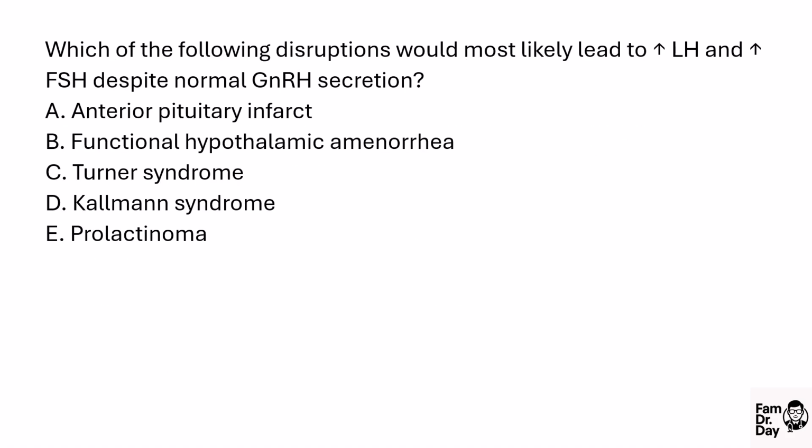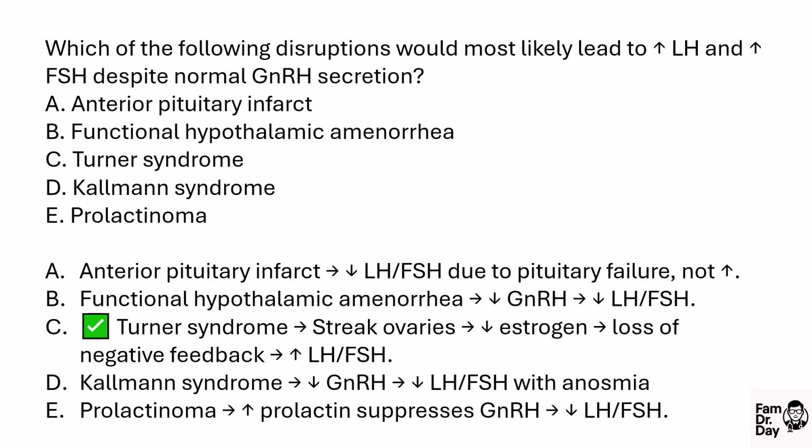Now we have 3 questions. Which of the following disruptions would most likely lead to increased LH and increased FSH despite normal GnRH secretion? We have the 5 answer choices: A, anterior pituitary infarct; B, functional hypothalamic amenorrhea; C, Turner; D, Kallmann; and E, prolactinoma. The answer is C, Turner, because in Turner syndrome, you have streak ovaries, which leads to decreased estrogen, leading to loss of negative feedback, and thus you'll have increased LH and FSH, despite your normal GnRH secretion.